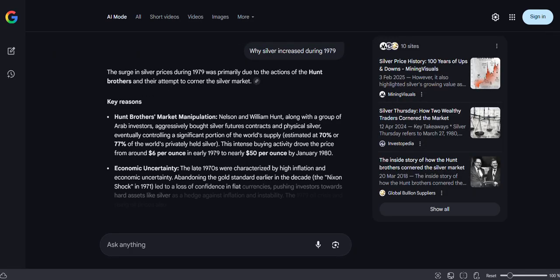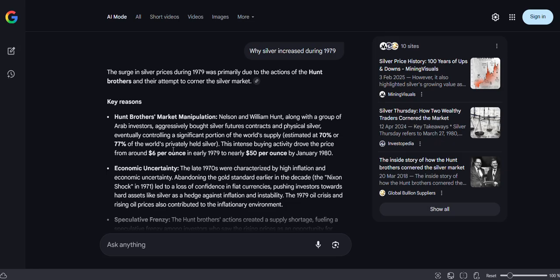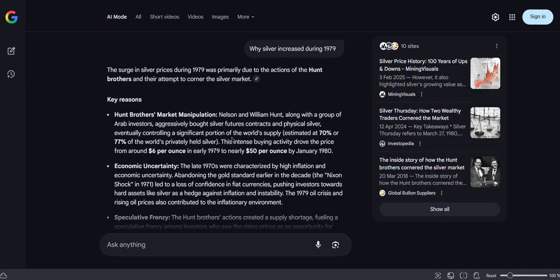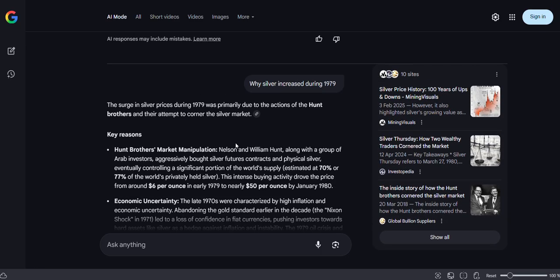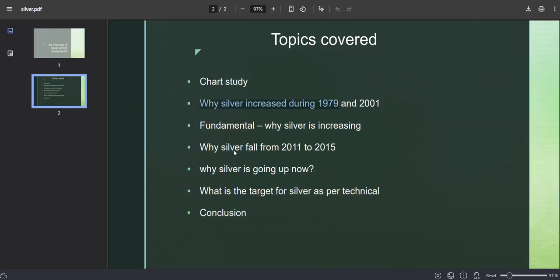The key reason we can primarily see is the Hunt brothers' market manipulation. I think there was some scam at that time. Nelson and William took an aggressive silver position, and even took physical silver, and subsequently they affected the supply, because of which it increased. Now we will leave this, because it increased actually due to a scam.